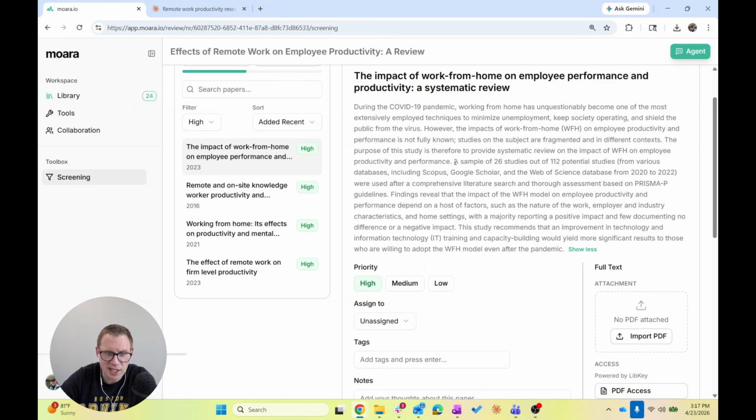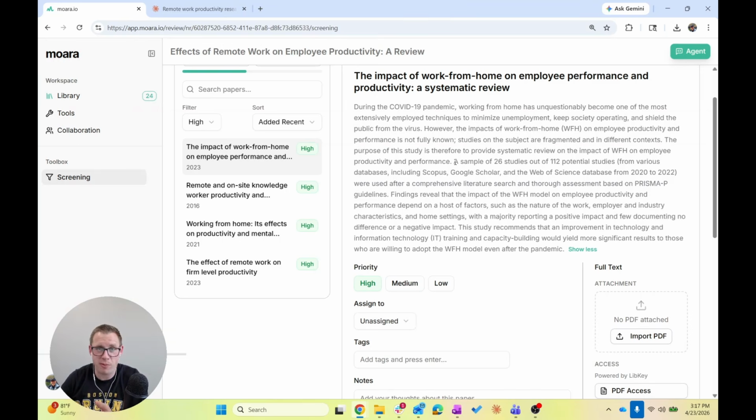I'm going to read the rest and then I'll skip ahead. A sample of 26 studies out of 112 potential studies. So yes, it's a systematic review. Were used after a comprehensive search, boiled down to 26 studies, basically doing what we're doing. From a client work perspective, we know we're probably going to rely like crazy on this paper. It always comes down to whether we're doing a huge synthesis or picking a few papers that are highly cited, incredibly reliable, that we can actually rely on significantly.